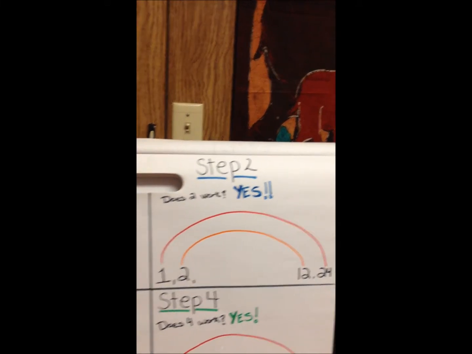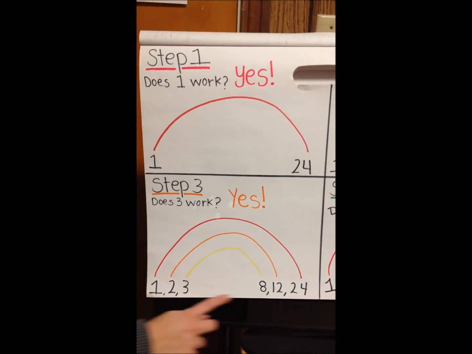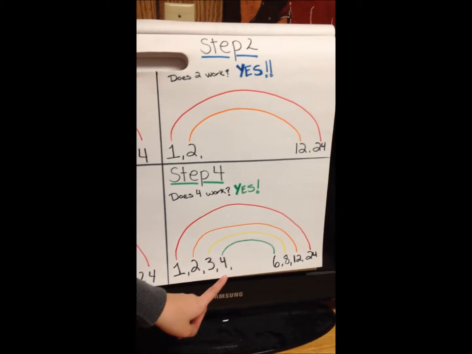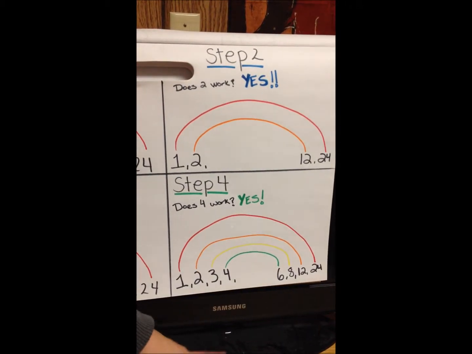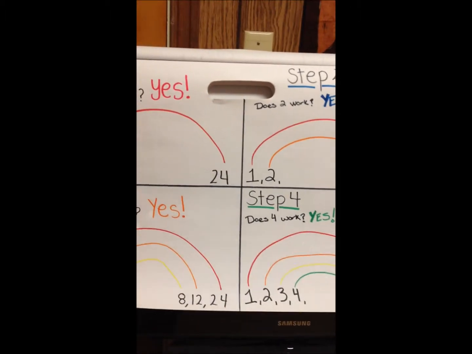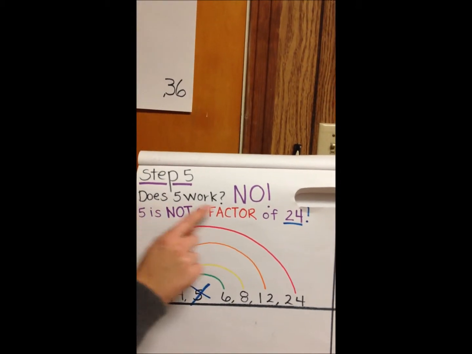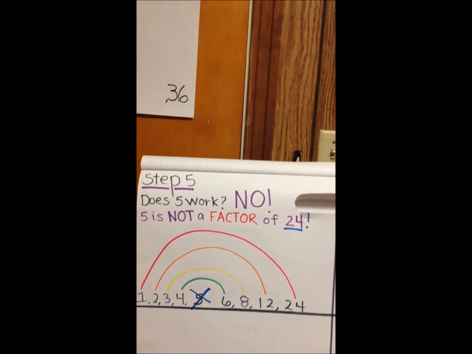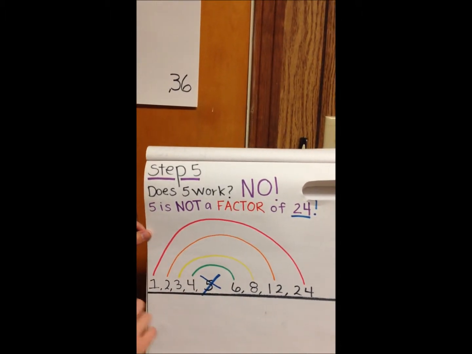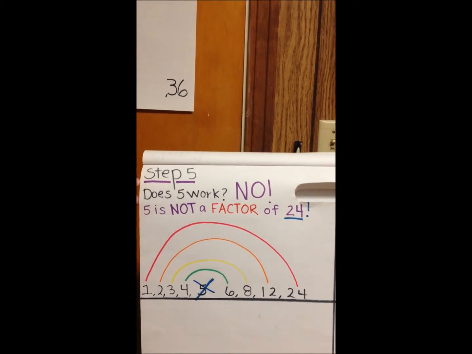Draw your connecting line. Alright, does 3 factor? Yes, because 3 times 8 is 24, so draw your line. Now, 4 times 6 is 24, so we have those numbers written, and draw your connecting line. Alright, and does 5 work? No, so 5 is not a factor of 24, so let's draw our 5 and cross it out. The next number would be 6, and we already have that written. So we're done factoring 24.